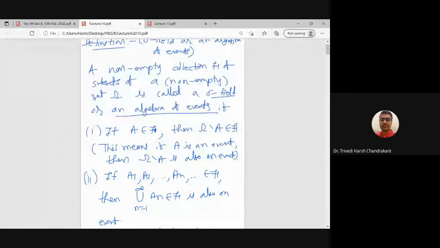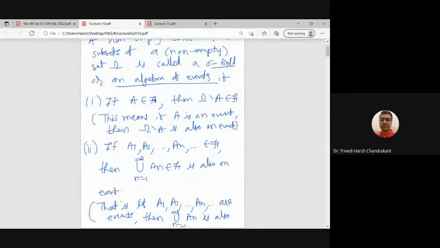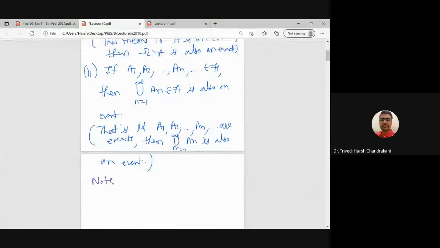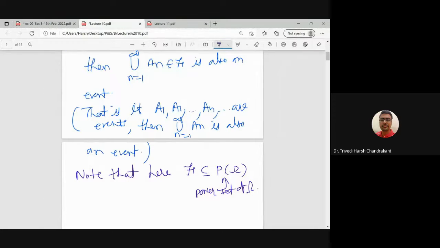So what is F? F is essentially a collection of subsets of omega. That means F itself is a subset of the power set of omega. The power set of omega is all the subsets of omega. So this is the general definition of sigma field.